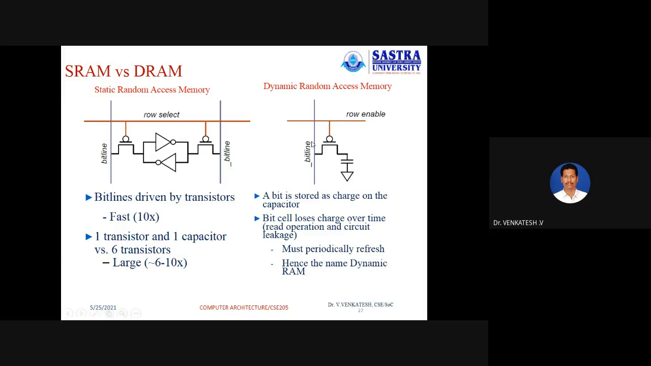Whereas in the case of DRAM, the bit is stored as charge on a capacitor. So we have a capacitance, a bit line, and a row enable. The row enable is connected to a refresh circuit, so it will periodically refresh, and then I will read the value 0 or 1. So the bit cell charge changes over time.